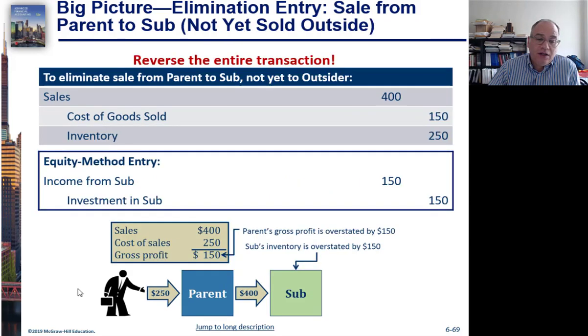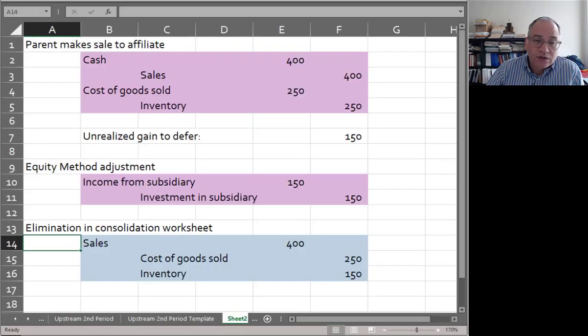Let's say that the parent buys the goods for $250 and sells them to the sub, and the goods are still sitting on the books of the sub. In that case, the parent recorded a $400 sale that's no good. The parent also recorded cost of goods sold that's no good. So what do we do? I recorded the journal entries right here to show you as an example.